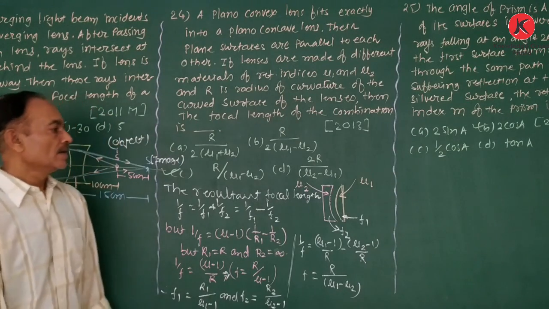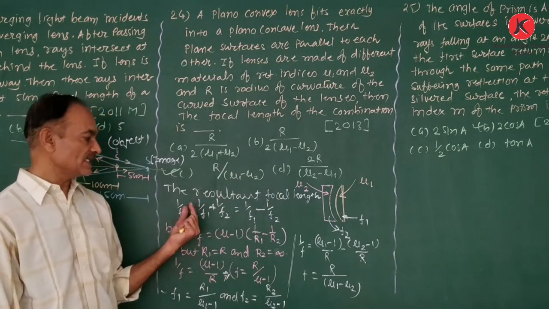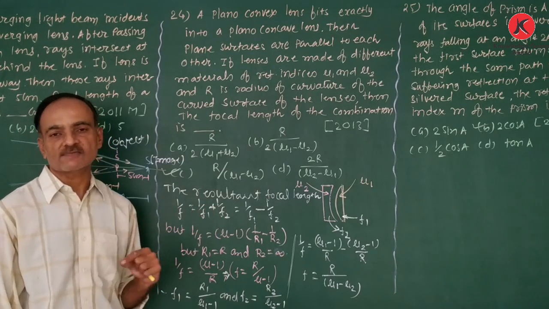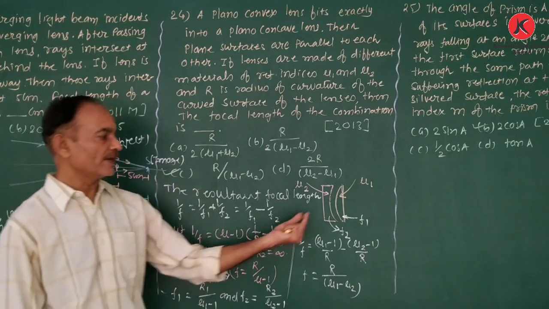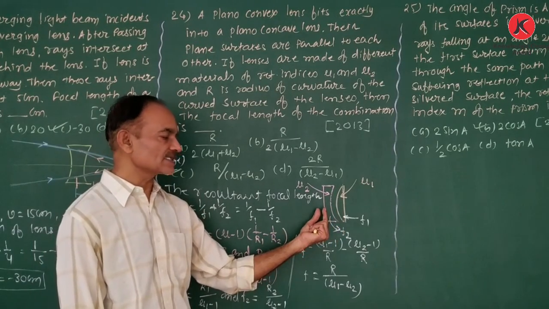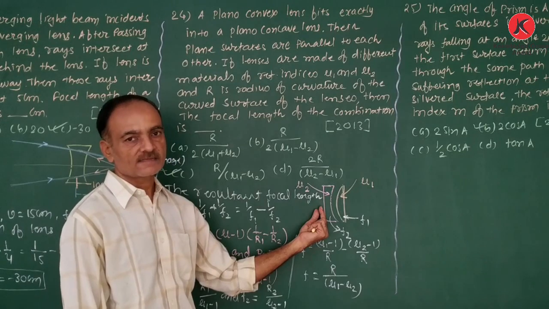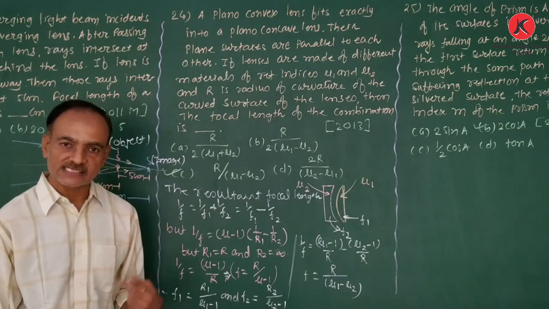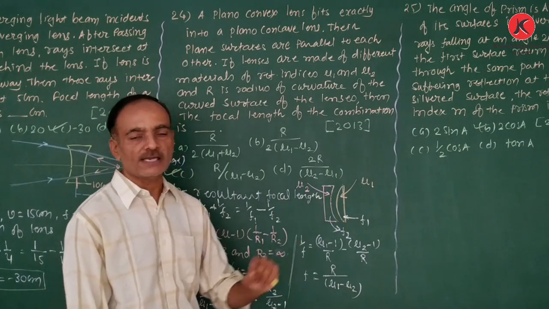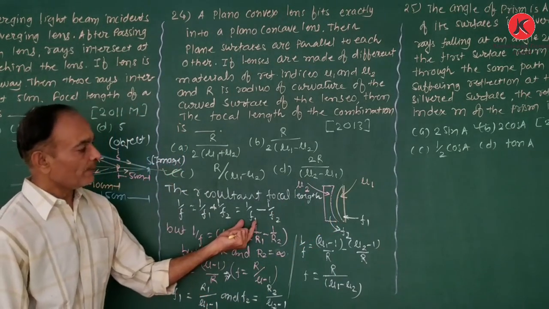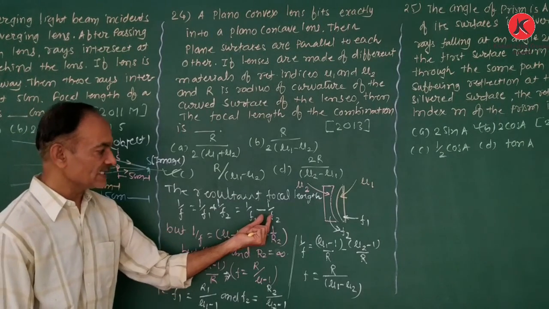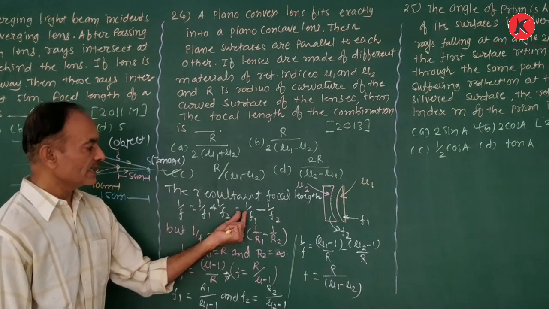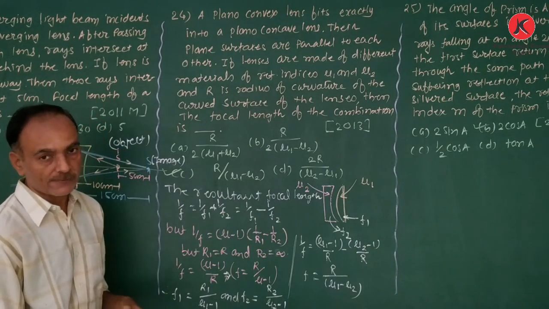Again, by using the concept of the combination of lenses, the resultant focal length 1 upon f is equal to 1 upon f1 plus 1 upon f2. One is plano-convex and the second is plano-concave lens. The concave lens has a negative focal length, while the convex has a positive focal length. F1 is the focal length of the convex lens, f2 is the focal length of the concave lens. Concave lens has the negative, therefore 1 upon f1 minus 1 upon f2.